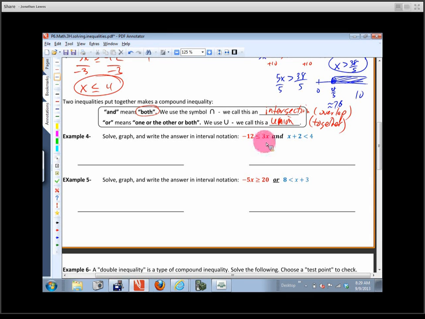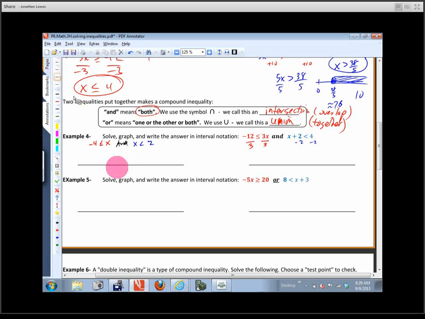So if I solve this one, all I need to do here is just divide by 3, right? So I get this inequality. I get -4 less than or equal to x. And when I solve this one over here, I'm just going to subtract 2. So I get x is less than 2. And the word that connects these is and. So we're looking for where they're both true.